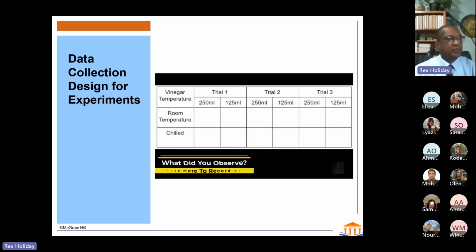What did you observe? Pause here to record our data in your data table. We should be able to fill out all of trial 1.